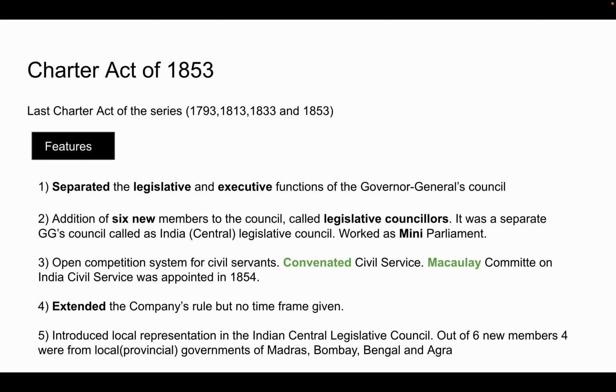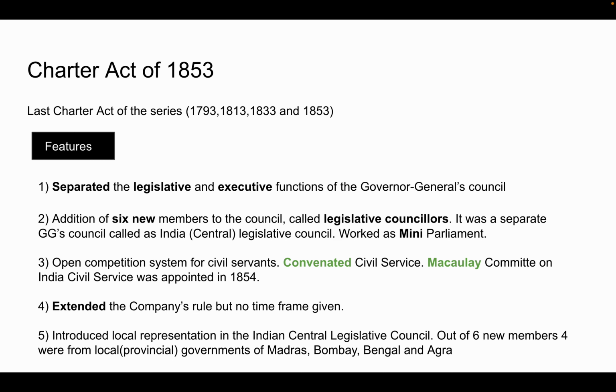Then the open competition system for civil servants was opened to Indians. Earlier it was also proposed in the Charter Act of 1833, but it was negated. This time it was accepted, and Indians could now take part in covenanted civil services, which are the upper class civil services. And there was a committee formed for the same, called the Macaulay Committee, in the year 1854.